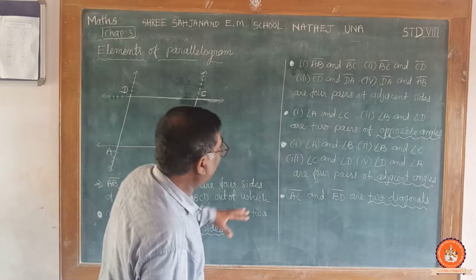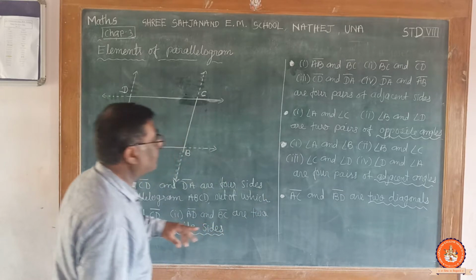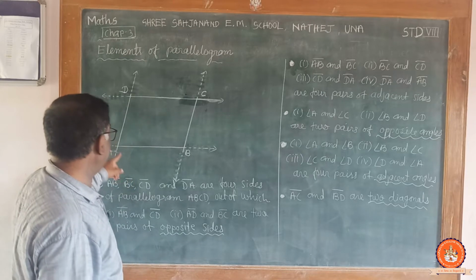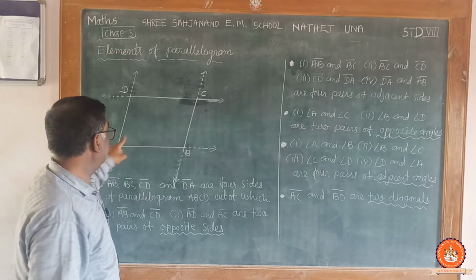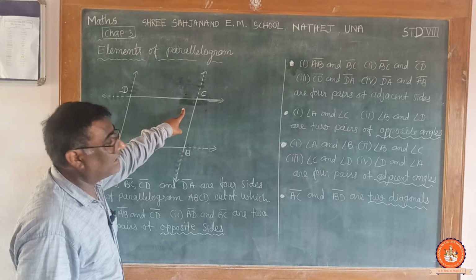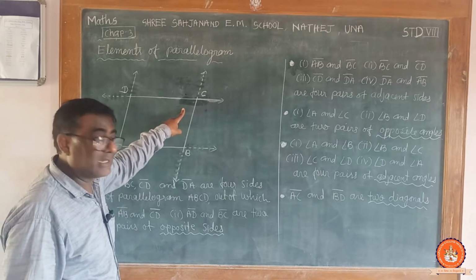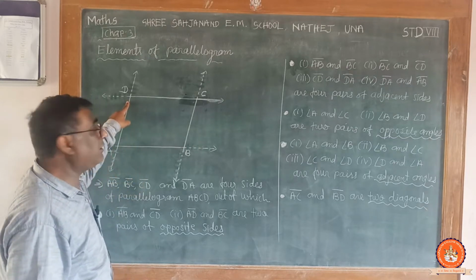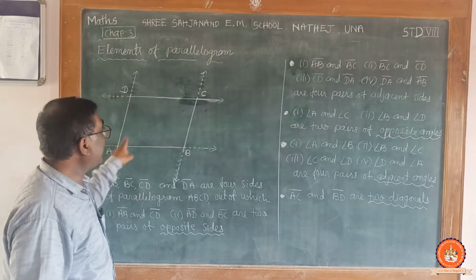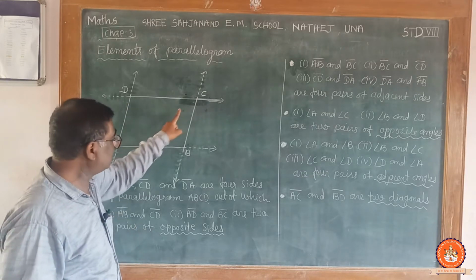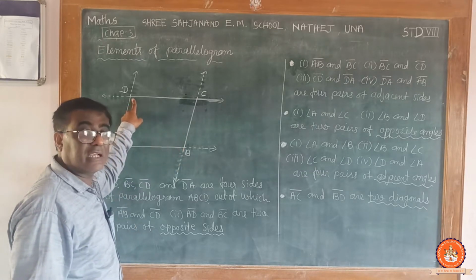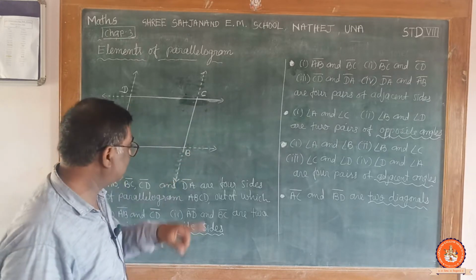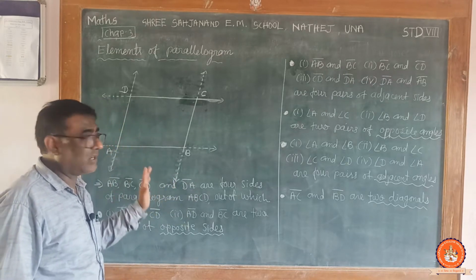Okay, now angles. We are discussing angles. Angle A and angle C is one pair of opposite angles, and angle B and angle D is the second pair of opposite angles. So there are two pairs of opposite angles in a parallelogram or in any quadrilateral.